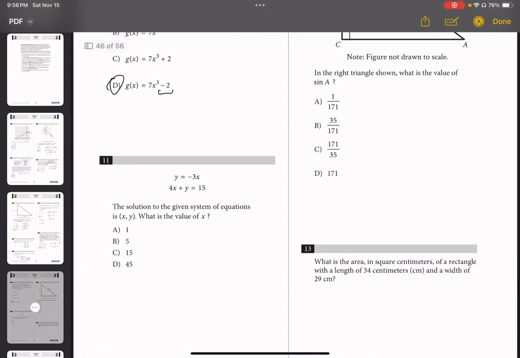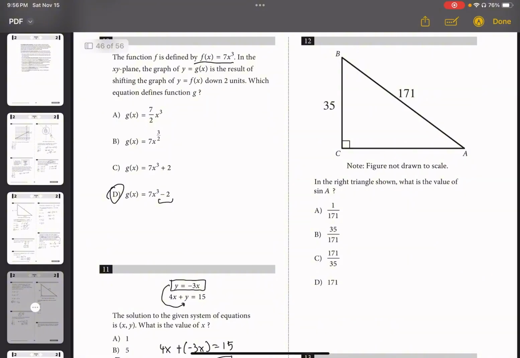Question 11. The solution to the given system of equations is x comma y. What is the value of x? Okay, if we're looking for x, what we can do is substitute this value into y instead of manipulating our equations otherwise. So we have 4x plus negative 3x is equal to 15. So you have x is equal to 15. This is the fastest way to solve this problem, so I suggest doing it this way.